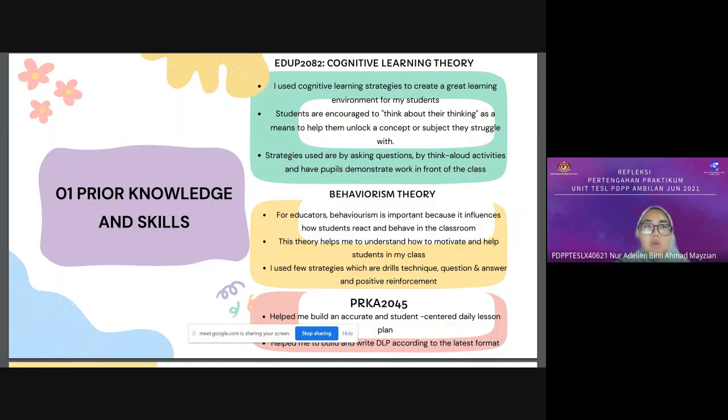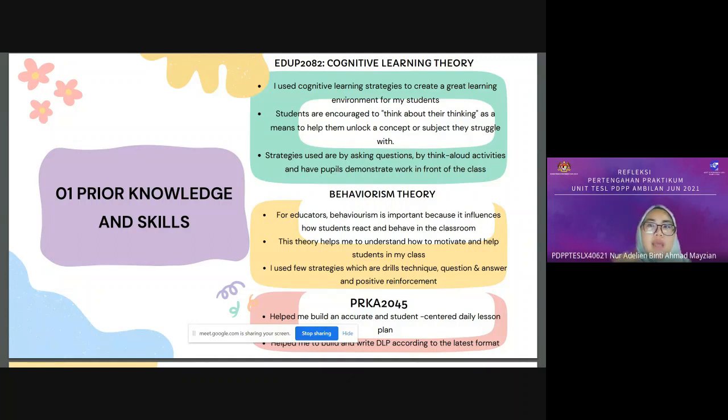So that is one of the theories that I've been using in my class. And the second one is behaviorism theory. I believe that for educators, behaviorism is very important, because it influences how our students react and also behave in our classroom. So this theory really helps me to understand how to motivate my students, and how do I help them in my class?